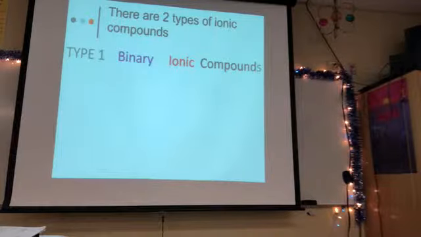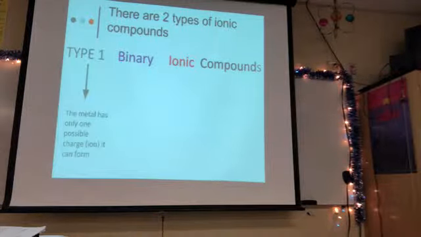Now I'm going to go through and tell you what these all mean. Type 1 are also called monoatomic for this reason. Type 1 means the metal has only one possible charge. Just like that worksheet you did over the weekend. That's why I had you look up the charges. It only has one possible charge.